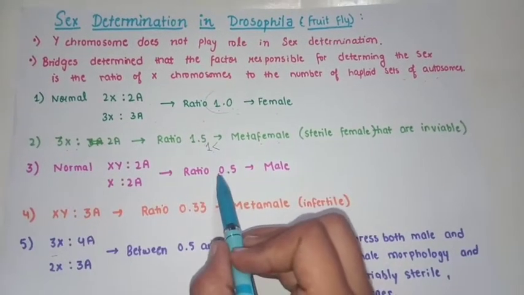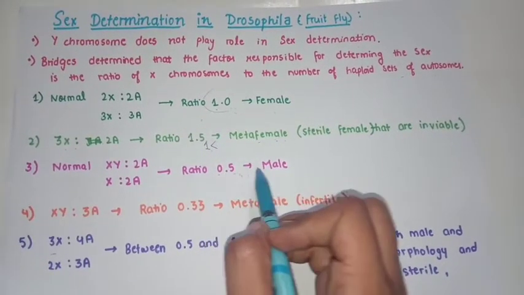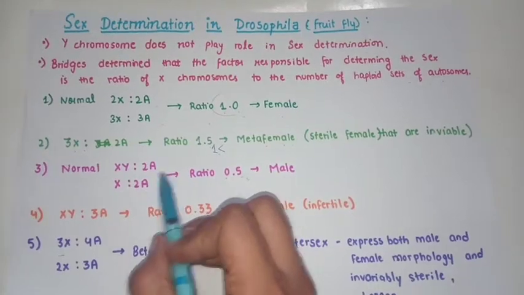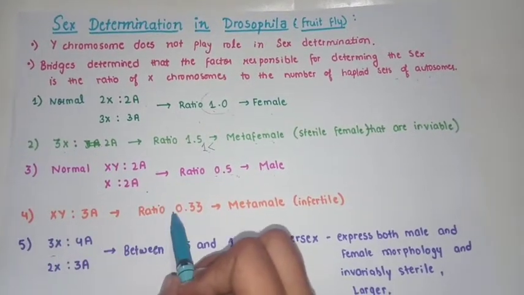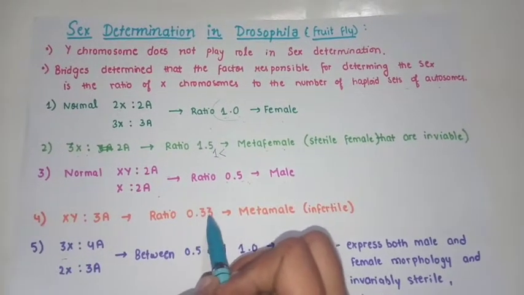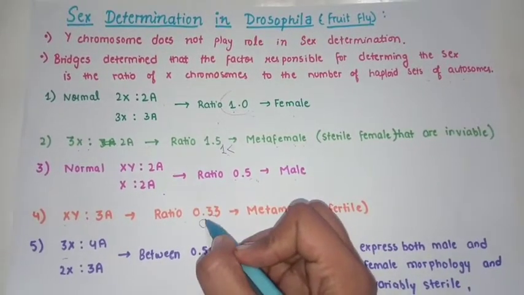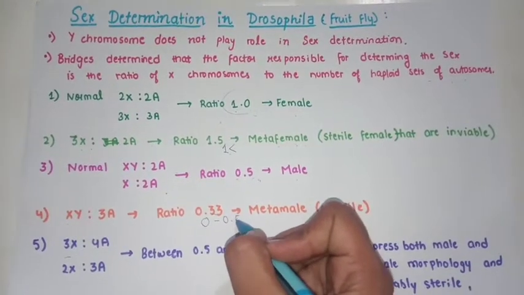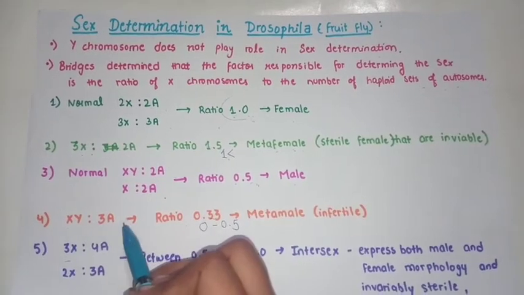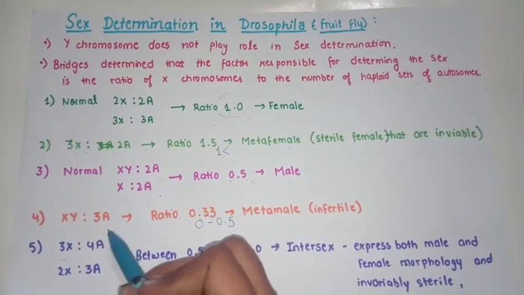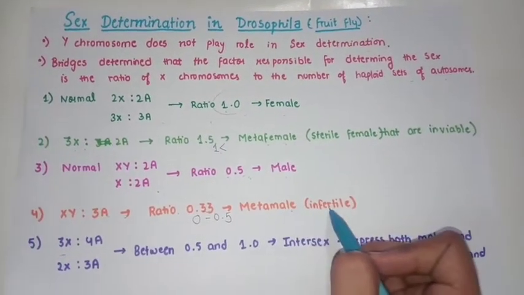Next condition is when the ratio is 0.5. So when the ratio will be 0.5, that will be a male, just like XY ratio 2A and X ratio 2A. Fourth condition is when the ratio is between 0 and 0.5. Here the ratio is 0.33 as XY ratio 3A is there. A is here representing autosomes. So it will be a meta male, that will be infertile.